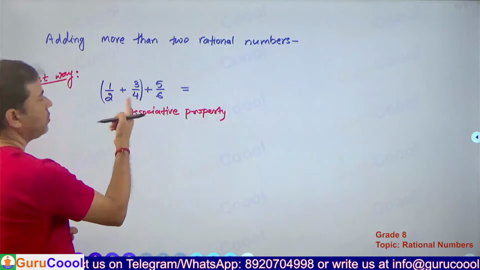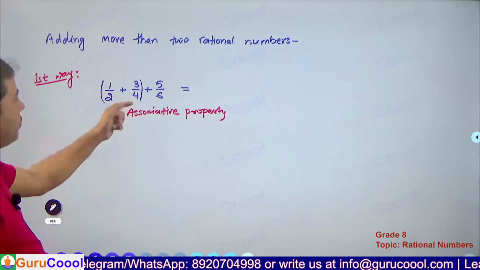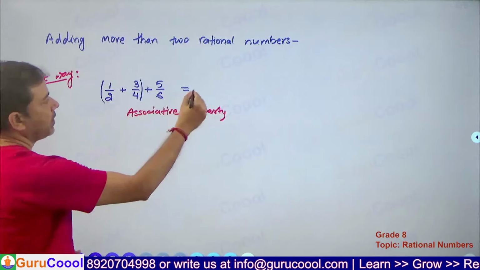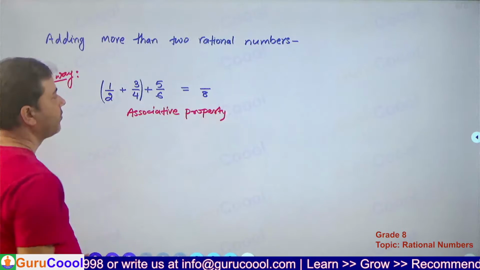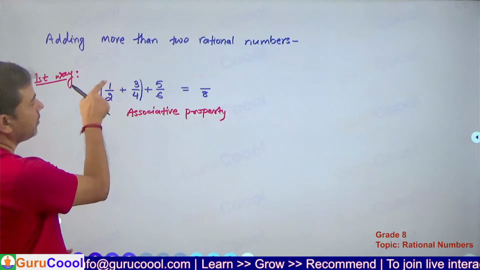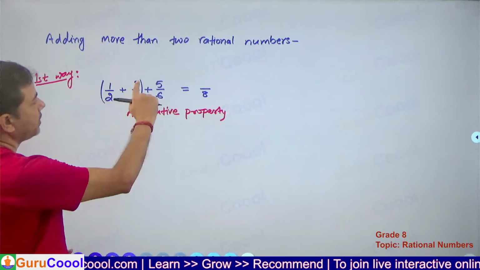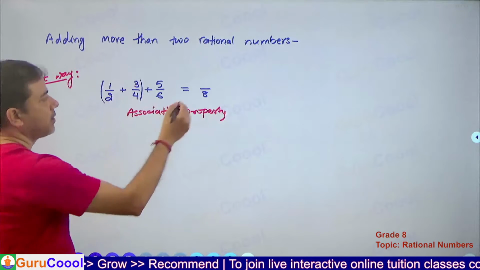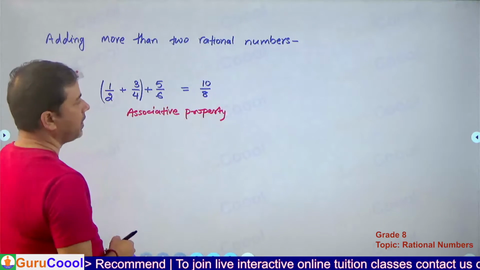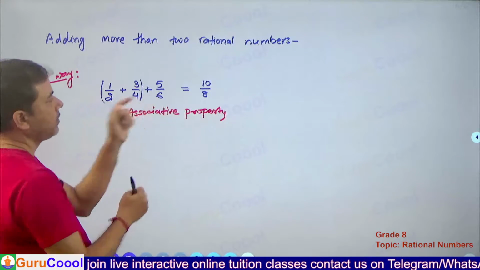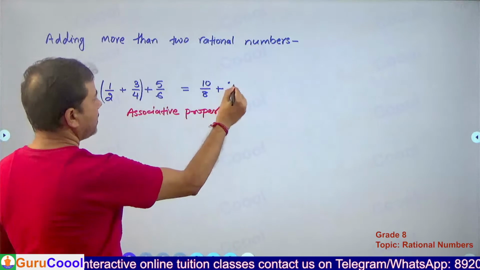Okay, if you want to add 1 by 2 and 3 by 4, see how quickly you can do it. 4 2s are 8 in the denominator, and in the numerator 4 1s are 4, cross multiply, plus 2 3s are 6. So 4 plus 6, that is 10. We get 10 by 8 here as the result of the first two. The third one is still remaining.